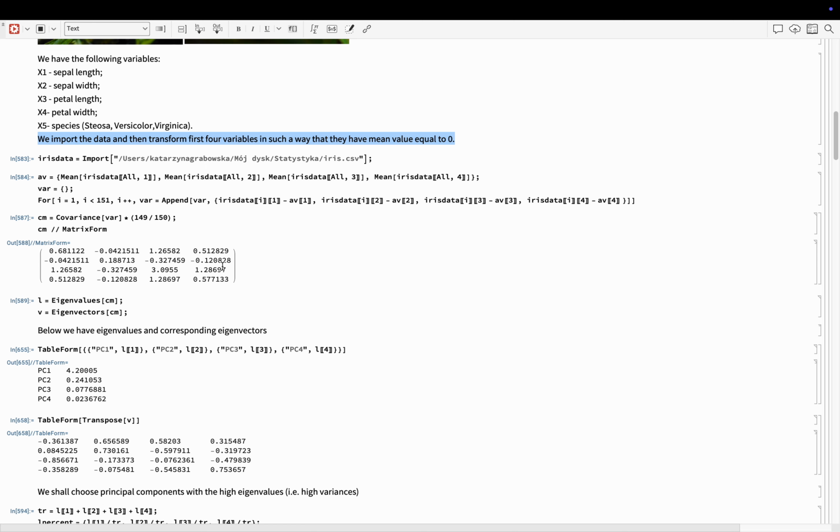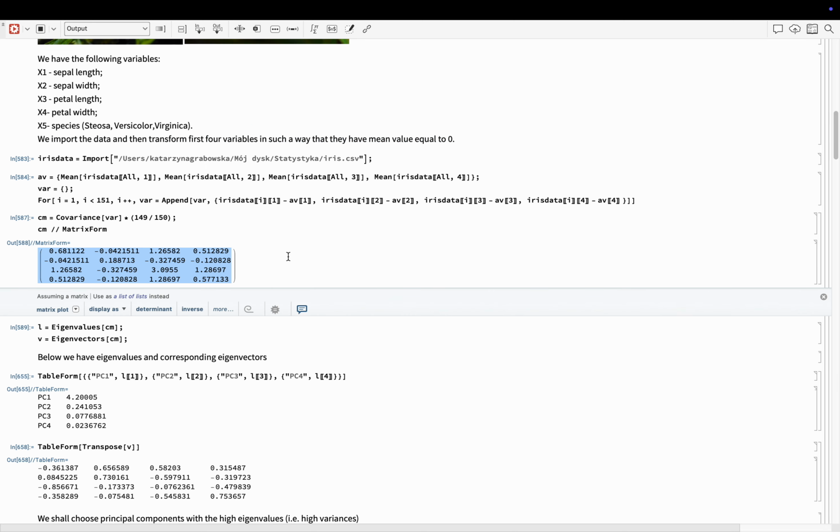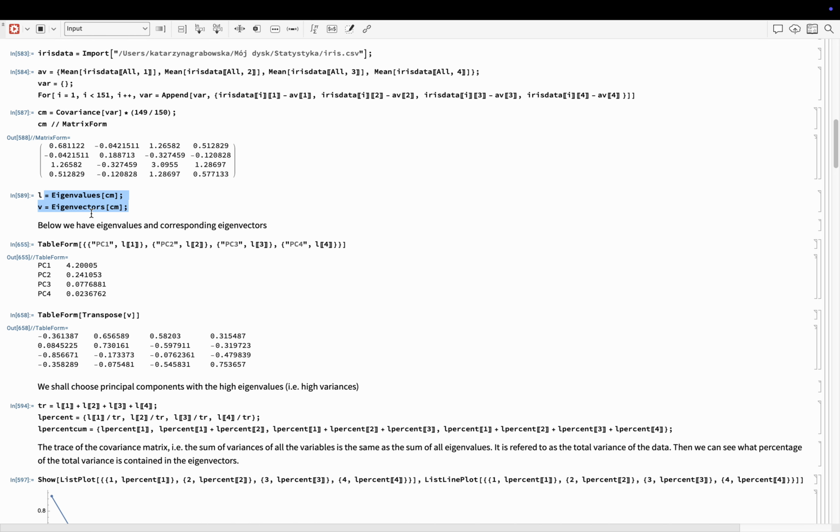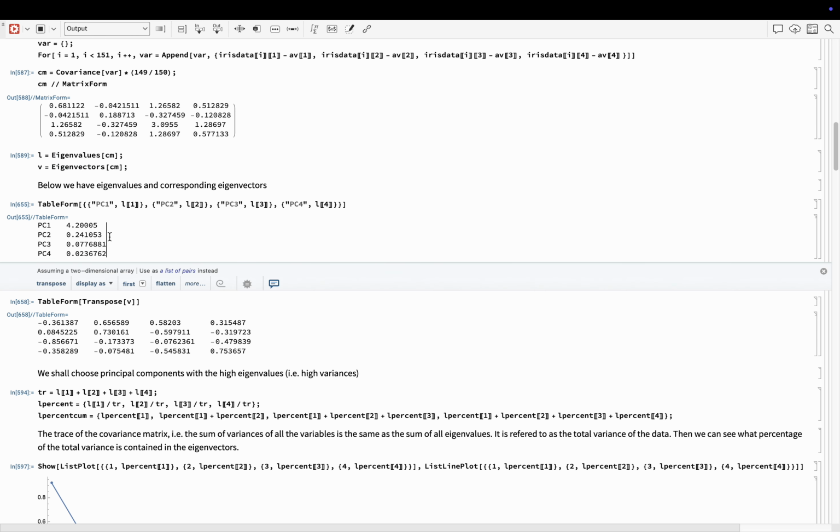So here is the covariance matrix of all four measurements. And what we are doing from the mathematical point of view is calculating eigenvalues and eigenvectors. So here we have eigenvalues. And now about ordering. In this analysis, we order our eigenvalues and our eigenvectors from the highest eigenvalue to the lowest eigenvalue.